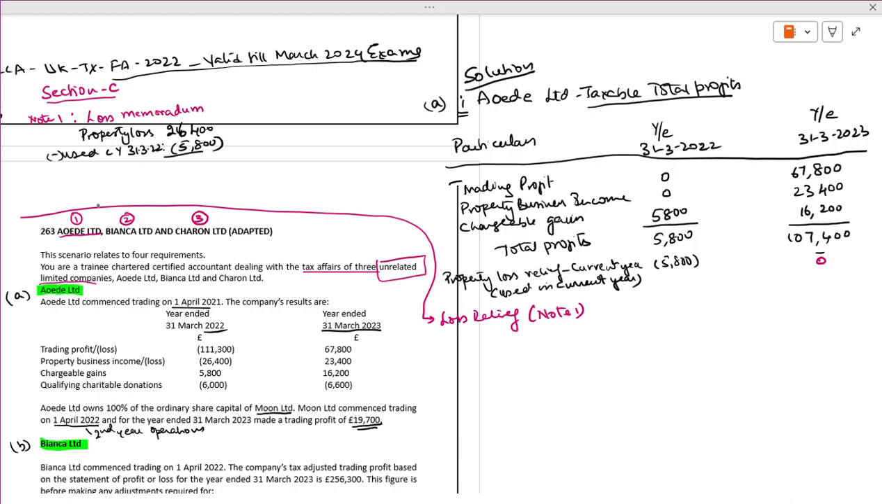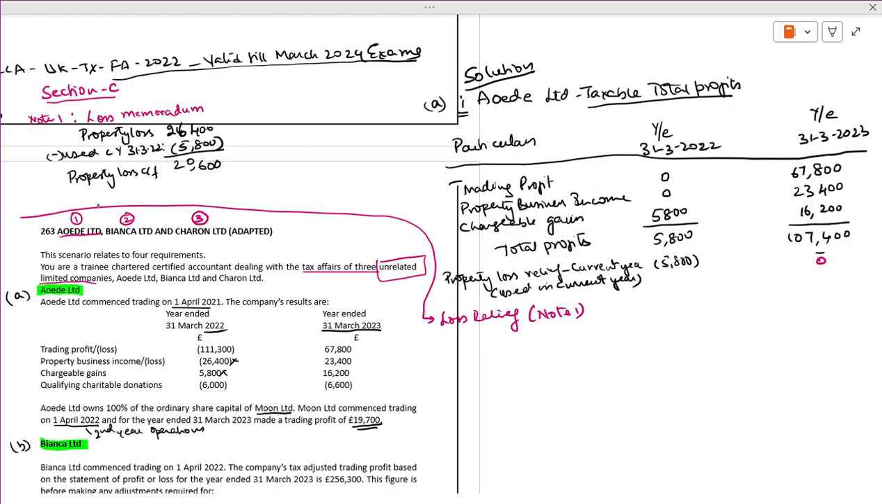How much is the loss? If you take this into consideration, it comes to 14 minus 8, 6, which is 20,600. This is the property loss carry forward. Now, what do we have to take into consideration? There is a loss, this is over. This has been done, and this we have also taken into consideration.